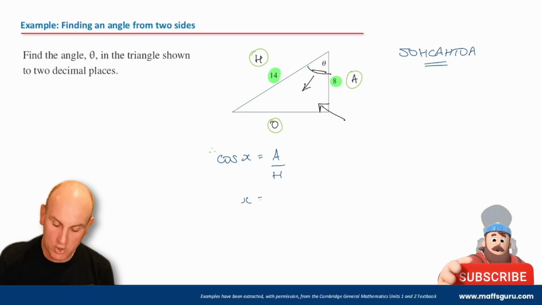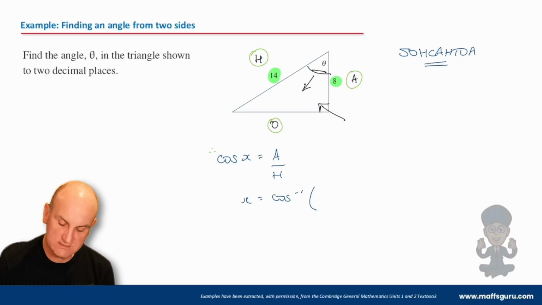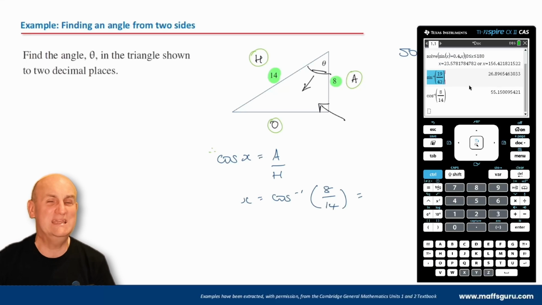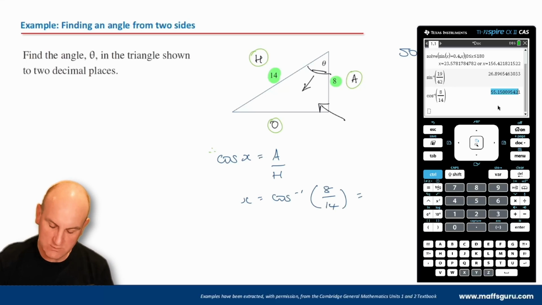We want the cos out of the way. So cos to the -1 of my adjacent over my hypotenuse, which is going to be my adjacent side length is 8 and my hypotenuse is 14. And again, putting that into my calculator gives me an angle, to 2 decimal places in this one. They almost tricked me. Did they trick you? No, of course not. 2 decimal places is 55.15.